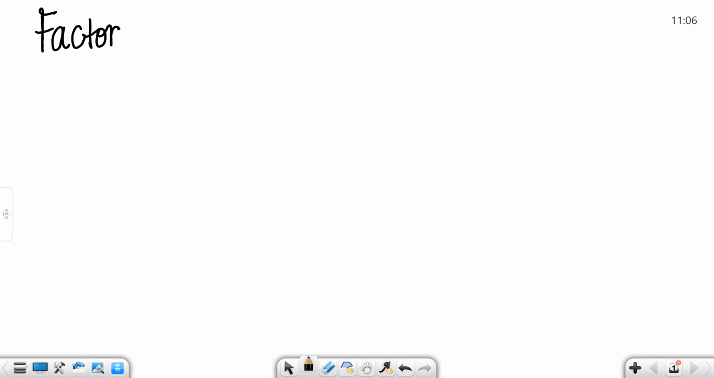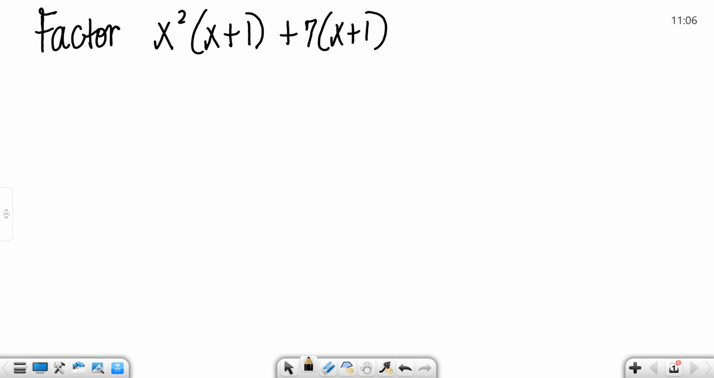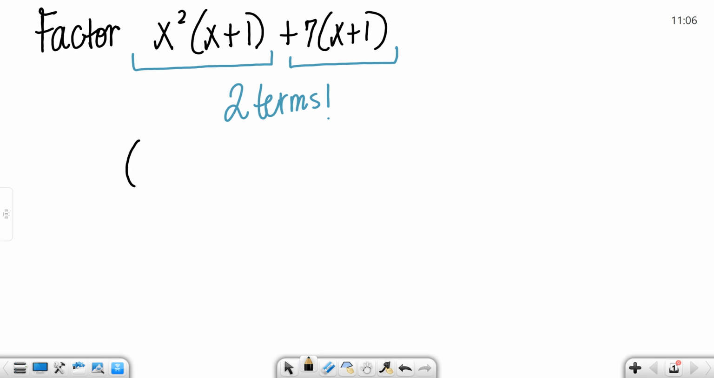Right, this one's going to look a little different. Our directions are still factor. All right, and when you look at this expression, here's what I'd like for you to see. You have two terms here. Those two terms are separated by that plus in the middle. All right? So what do my two terms have in common? Well, they both have an x plus 1.